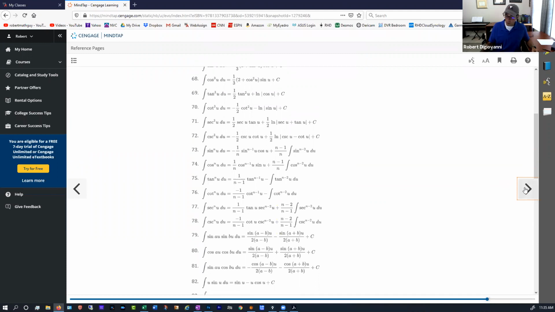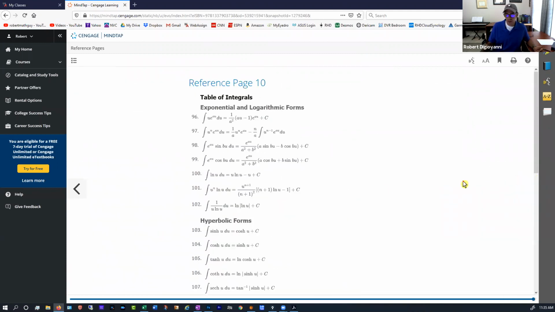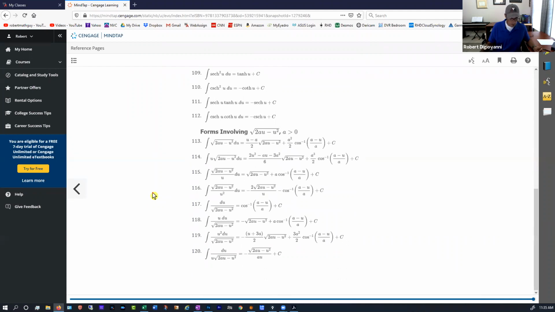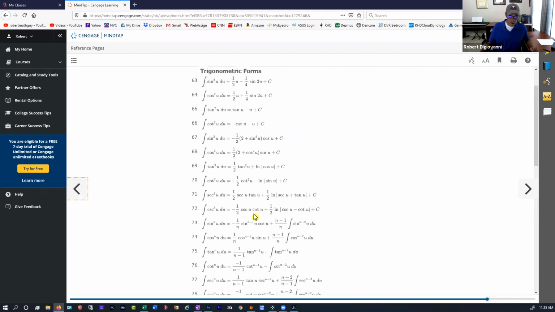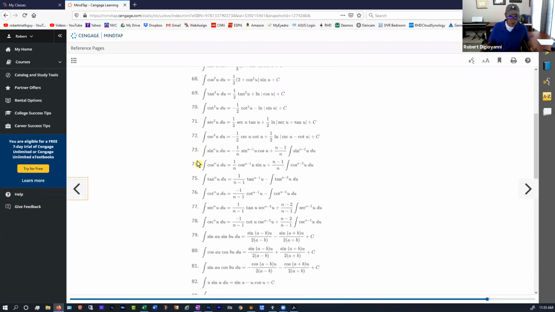So out of all these formulas, there's hundreds of formulas. Well, actually, I guess it stops here. There are 120 formulas in the back of your book. I just picked one of them, and it is this formula number 73.